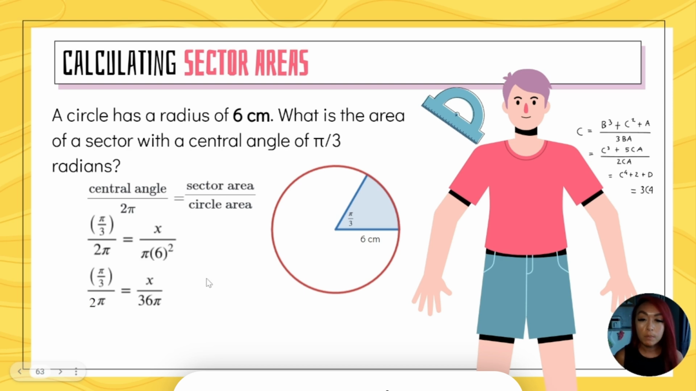Now we can cross multiply. We get 2 pi x equals 12 pi squared. So we'll divide both sides by 2 pi, and we get x equals 6 pi. So the area of the shaded sector is 6 pi.